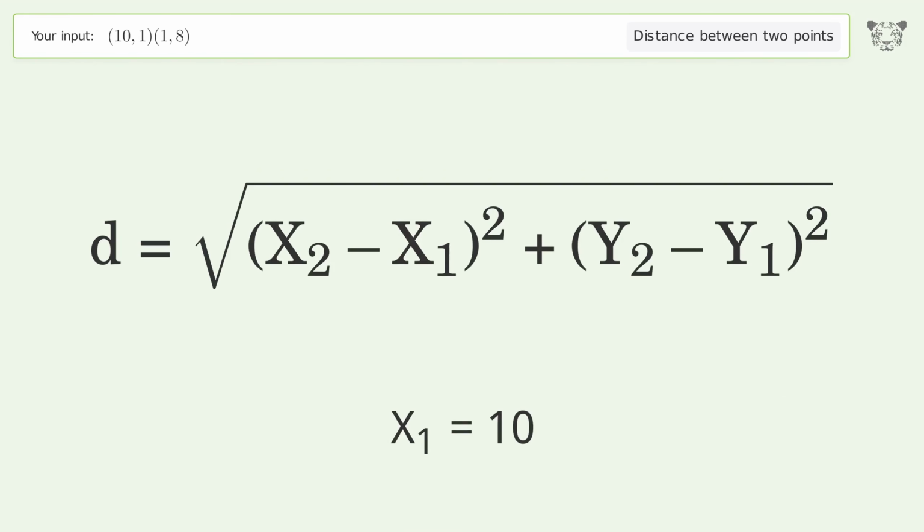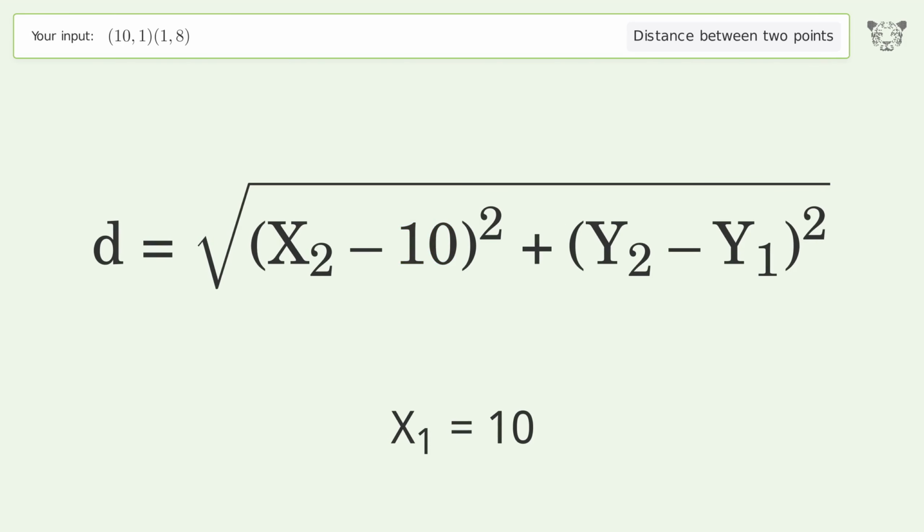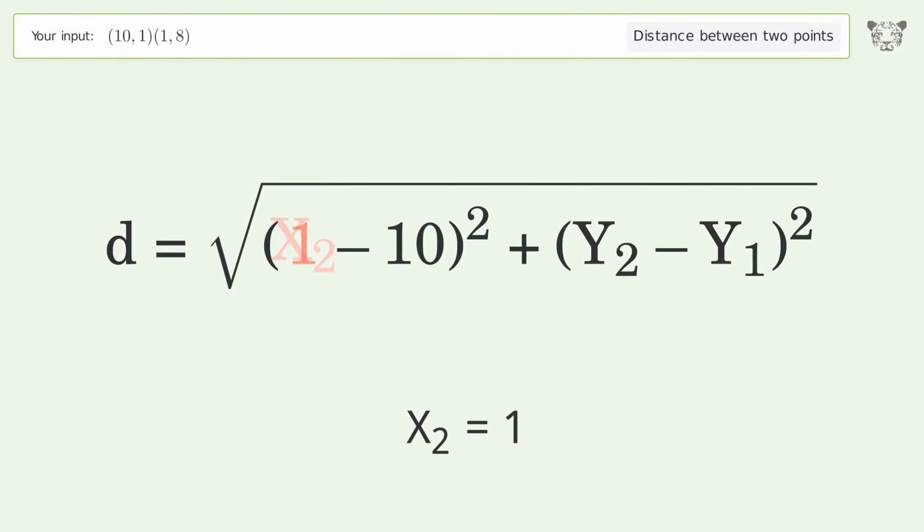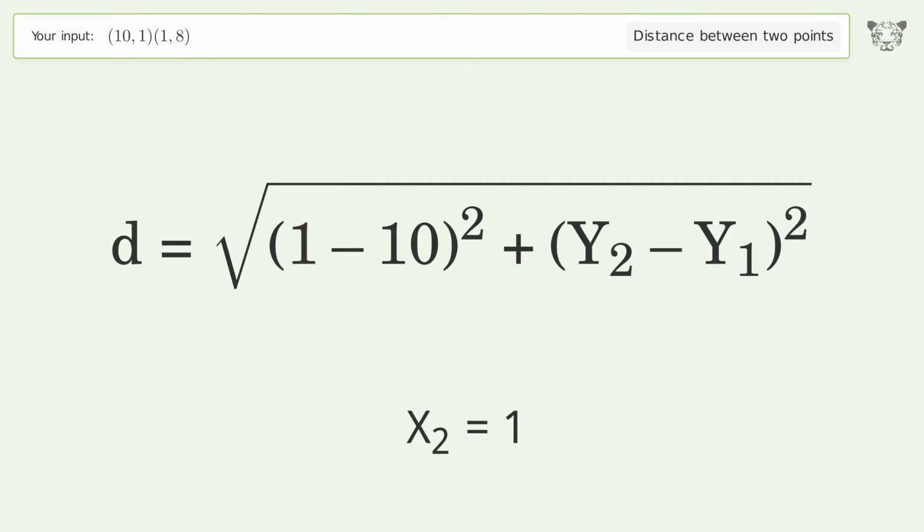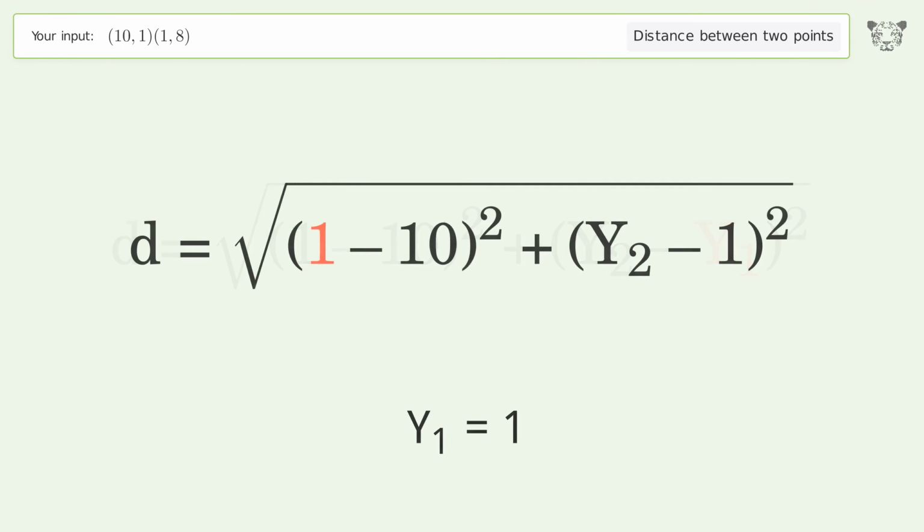x1 equals 10. x2 equals 1. y1 equals 1. y2 equals 8.